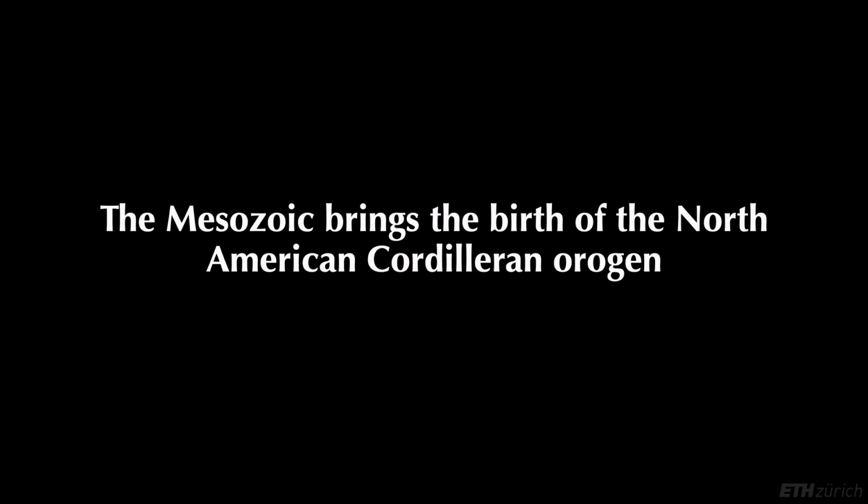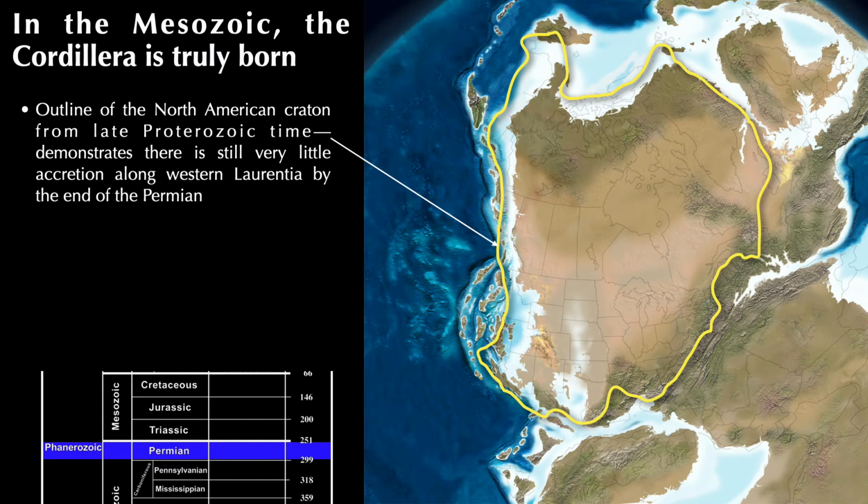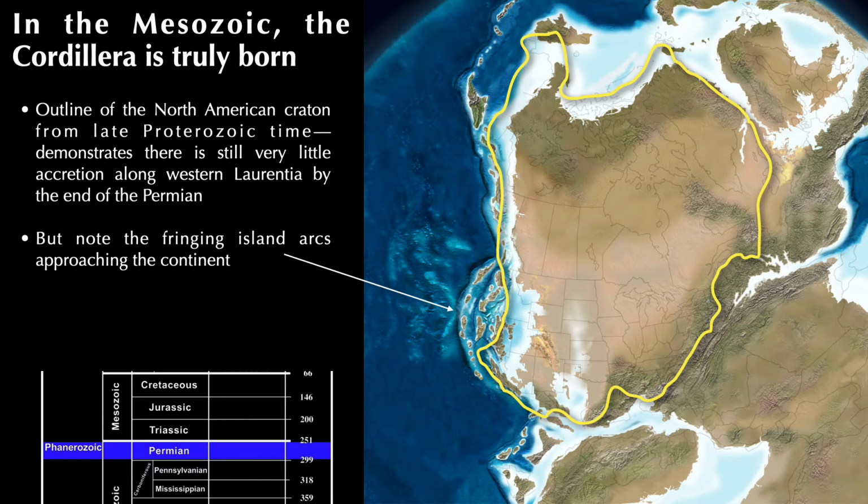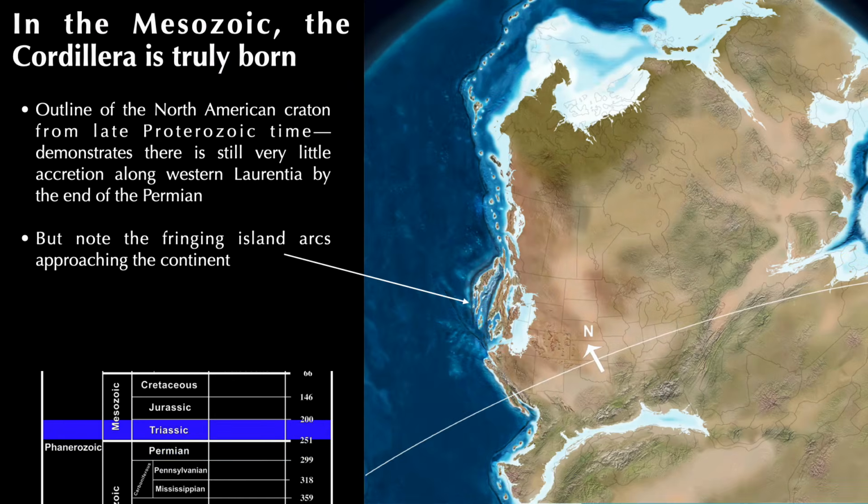Okay, so finally, the Mesozoic. This is where the North American Cordillera, as we think of it today, is truly born. So if we come back to the Laurentian cratonic core, we see that up through the Permian, there's still very little accretion along western Laurentia. But note that there are these fringing island arcs and curved subduction zones that are sort of collecting along the west coast at the end of the Paleozoic. Stepping through into the Triassic.